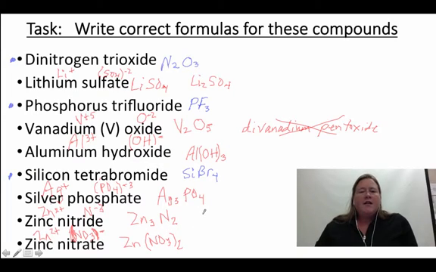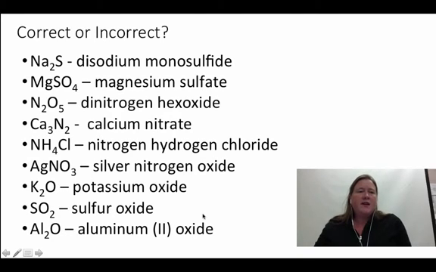On the next slide, I'm going to show you a combination of names and formulas. I want you to use your critical thinking skills to determine if each combination is correct or incorrect. So I suggest that you pause this, keep the slide on the screen, and determine whether each of these pairings is correct or incorrect. So pause.